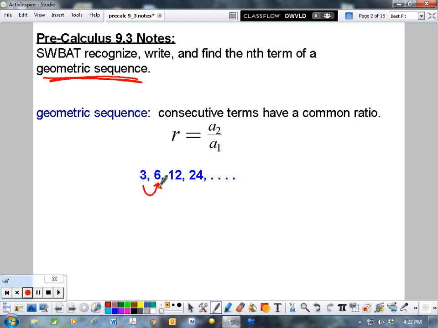So here I would times by 2. Here I would times by 2. Here I would times by 2. And that is our common ratio. Now, sometimes when we have two terms, we don't know what that common ratio would be, and we can actually figure that out. So this one was easy. I could look and I could see that I just times by 2.